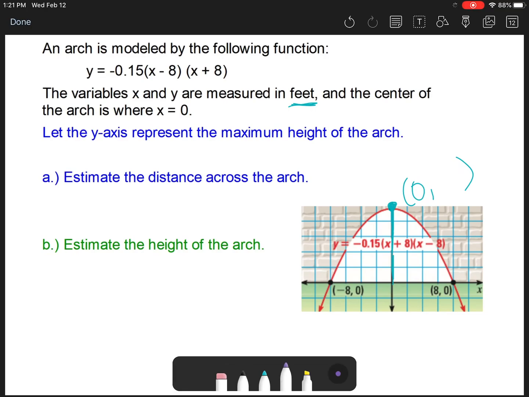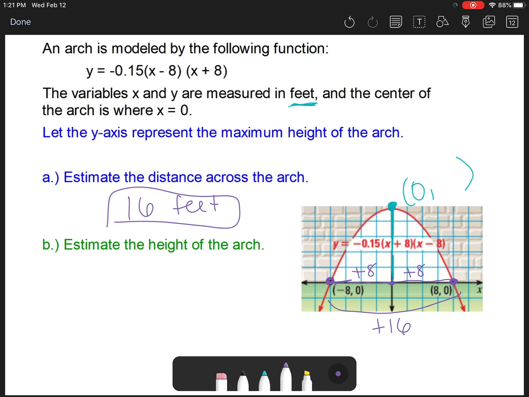If we want to estimate the distance across the arch, we want to figure out how far it is from this x-intercept to this x-intercept. From negative 8 to 0, that would be 8 feet. From 0 to 8, that would be another 8 feet, which gives us a grand total of 8 plus 8, which is 16 feet. It is 16 feet from one end of the arch to the other end of the arch.